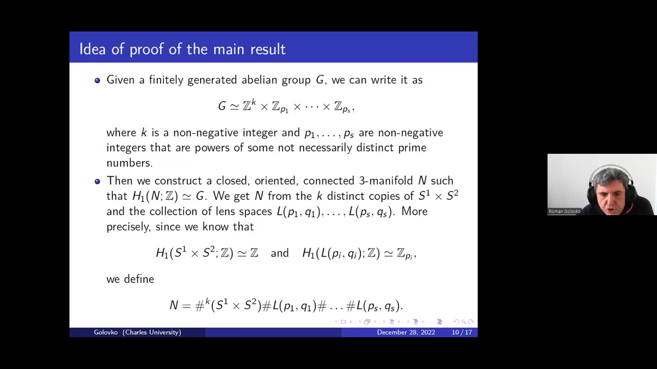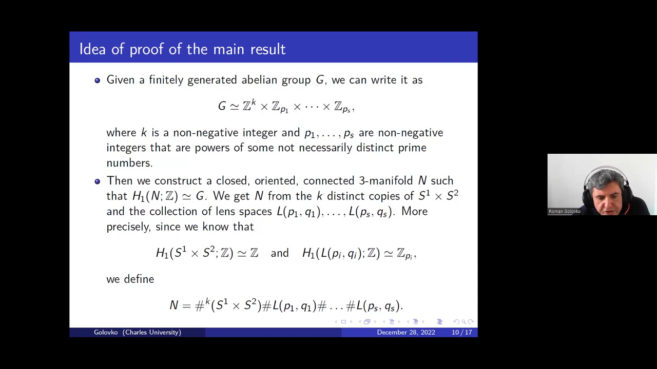Basically, for each of these torsion parts, we can take so-called lens spaces. So in this case, we will take L(p1, q1), and so on, up to L(ps, qs). These lens spaces are three-manifolds with the property that H1 of the lens space L(pi, qi) with Z coefficients is isomorphic to Z_pi, okay?